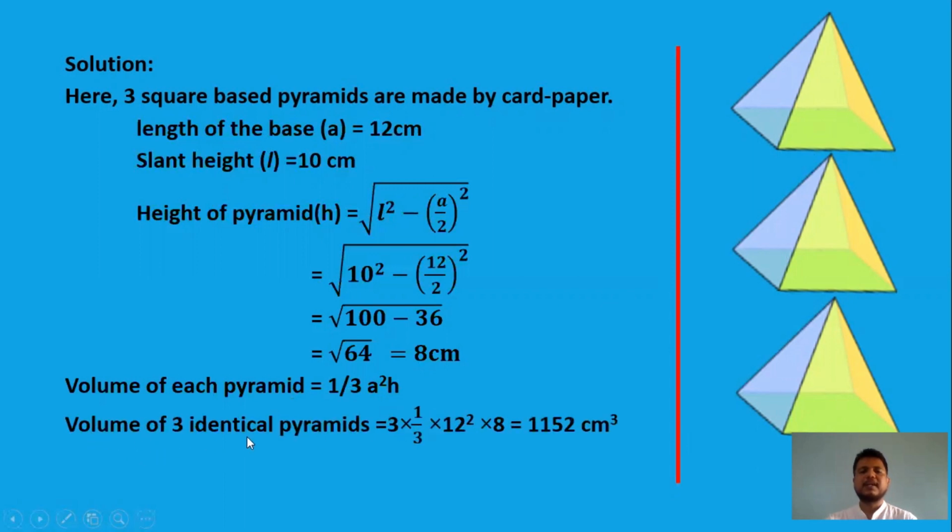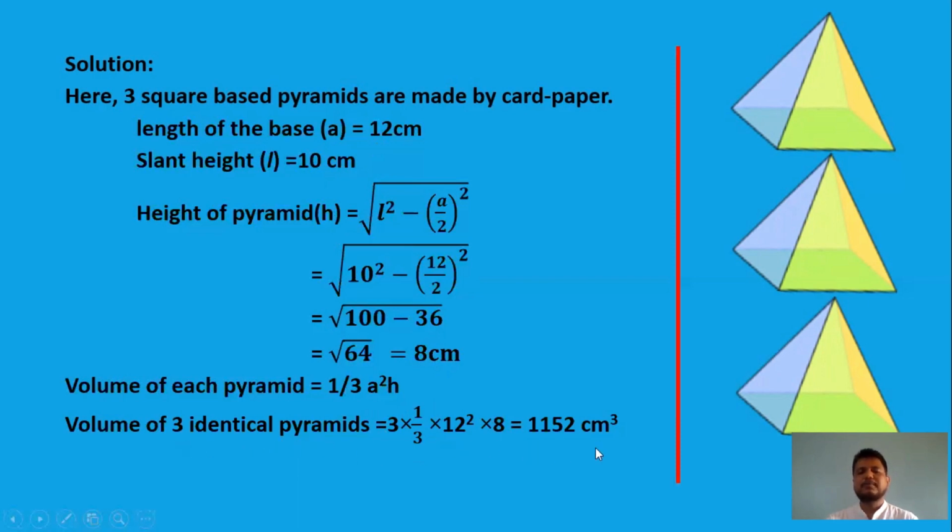Look here, volume of 3 identical pyramids equals 3 into 1 by 3 a square h. I have done 3 into 1 by 3. This a means how much? It is 12. So here you can write 12 square. Into h. H means 8. Here we can write 8. If we multiply these, then it becomes 1152 centimeter cube. Means we got the volume of 3 identical pyramids here.